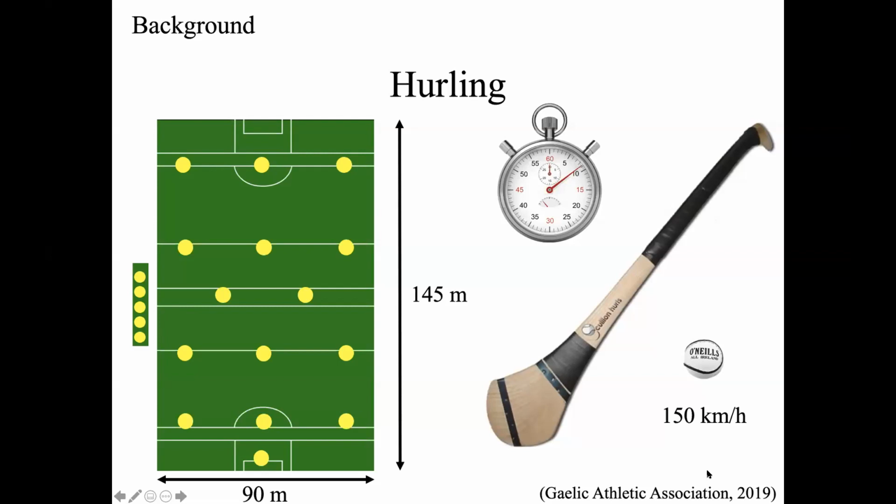The playing area is 145 meters by 90, which is approximately 40% larger than a football soccer pitch. There's 15 players on each team with 5 substitutes permitted at any stage. And the playing duration is 70 minutes in total, separated by 2 periods of 35 minutes each.